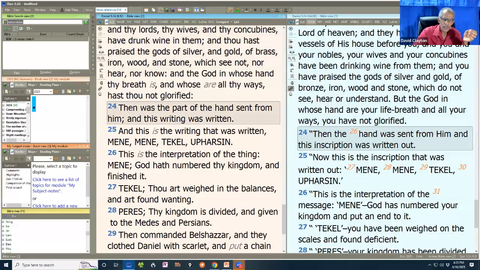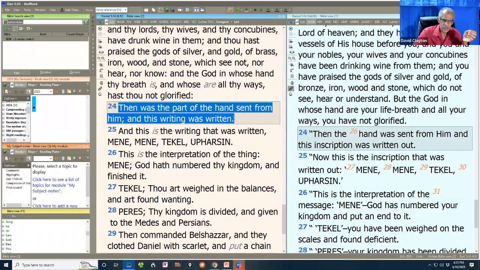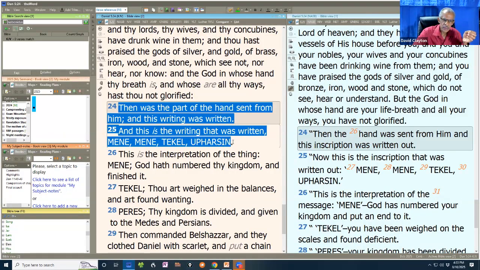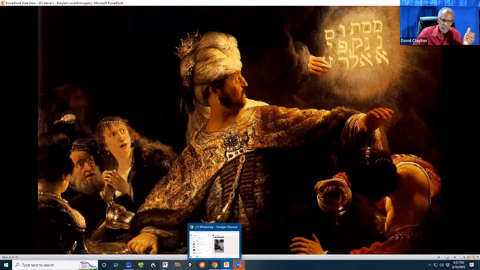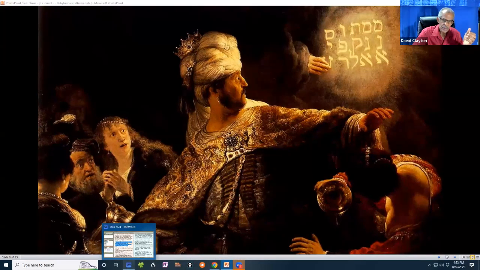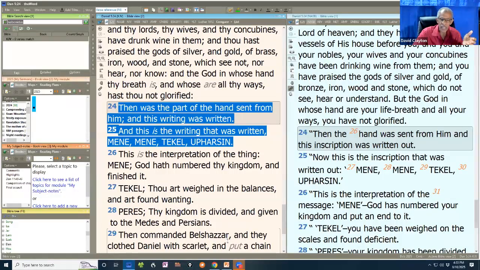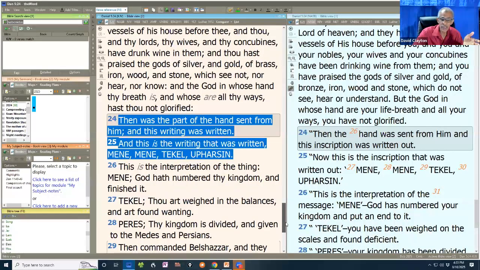It says, then was the part of the hand sent from him, and this writing was written. This is the writing that was written. Mene, mene, tekel, upharsin. So Daniel is able to read that writing. Whatever language it was, Daniel is familiar with it. It's in a kind of language that even the learned men of Babylon can't recognize the writing. So I think it may be unlikely that it is Hebrew.